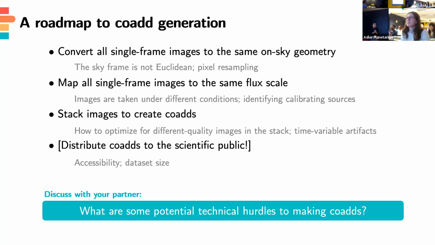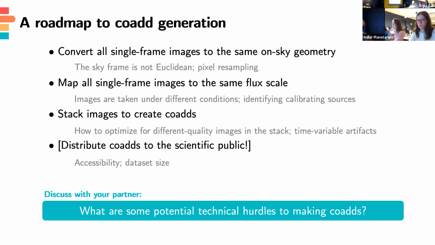So things of on-sky geometry, also the sky frame's not Euclidean, it's on a sphere, which makes you make choices about how you project things into 2 dimensions. We also need to think about pixel resampling. So when we convert and warp all of our single frame images onto the same geometry, we have to resample their pixels, and that requires interpolation, which is also choices. Flux calibration, we really talked about everything that I think I put up here. So images are taken under different conditions. We need to identify calibrating sources, which I'll talk about in a little bit. Stacking images, so how to optimize for different quality images, time variable artifacts.